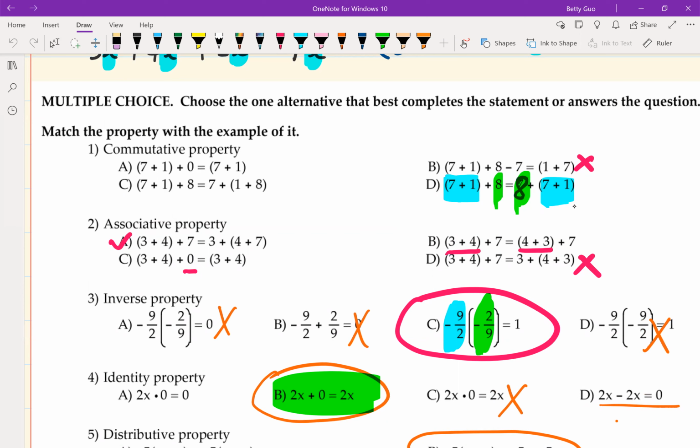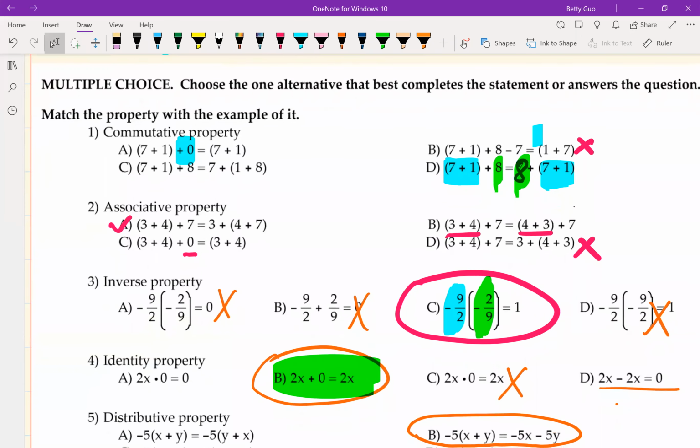Part A is identity. 0 is the additive identity. Part C actually is associative property. Part B is a false. The answer itself is a false. The equation is not true.